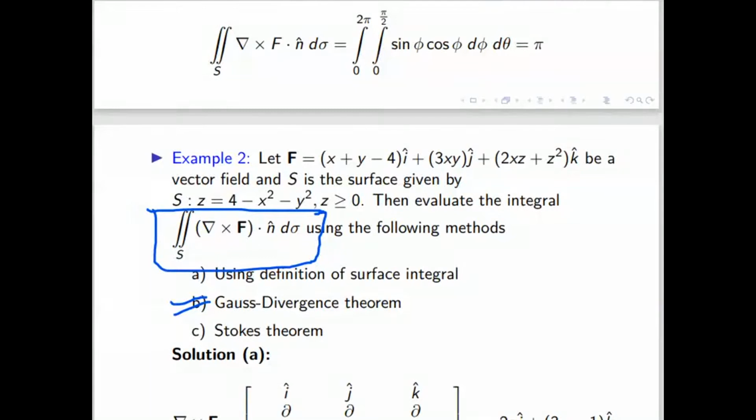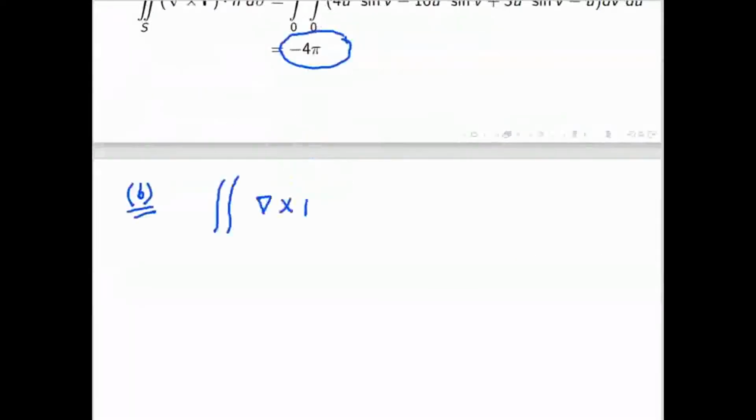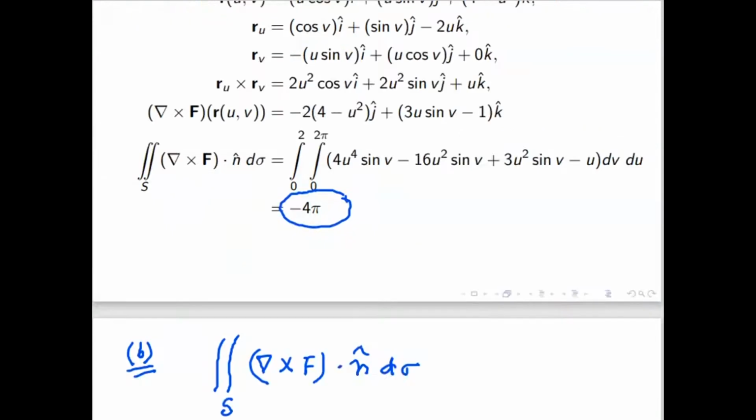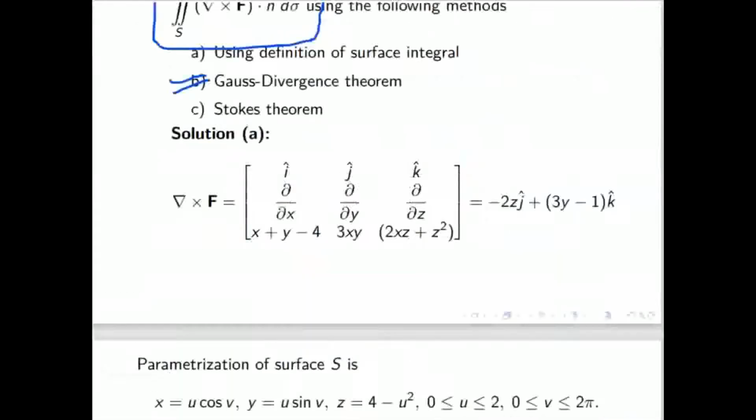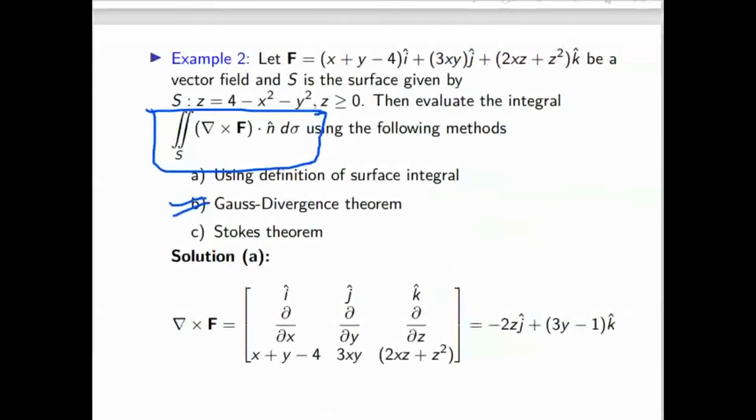I'm writing this del cross f dot n cap d sigma. So this surface integral we have to find: del cross f dot n d sigma over the surface S. Surface S is given by z equal to 4 minus x square minus y square, and z is positive.